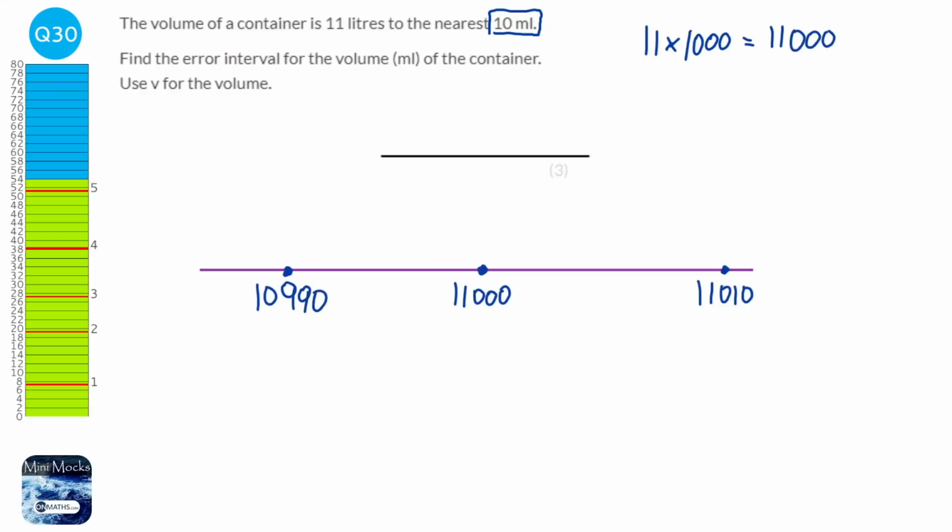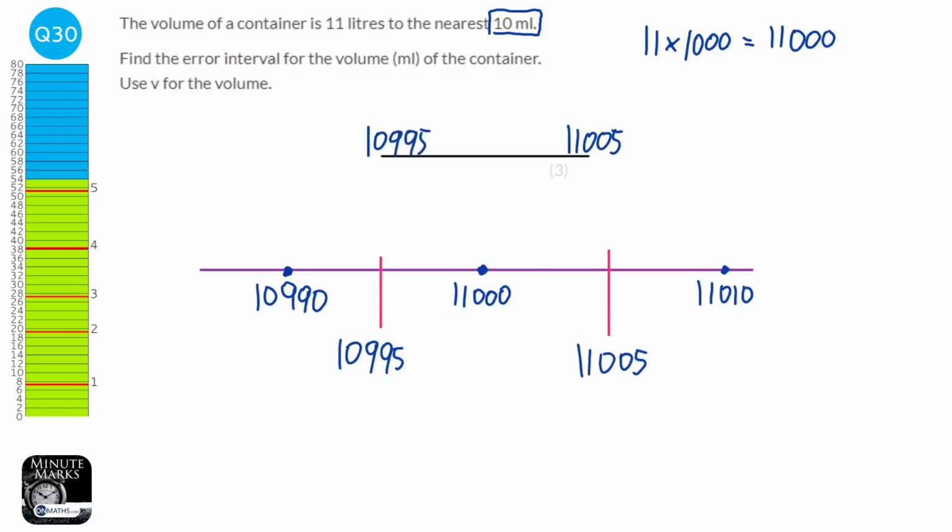Now when we're looking at limits, with the upper and lower part of it, we are looking at halfway points. So halfway here and halfway here. So this halfway point will be 10,995, and the next one will be 11,005, and that's the halfway points. And so that is going to be our upper and lower bound.